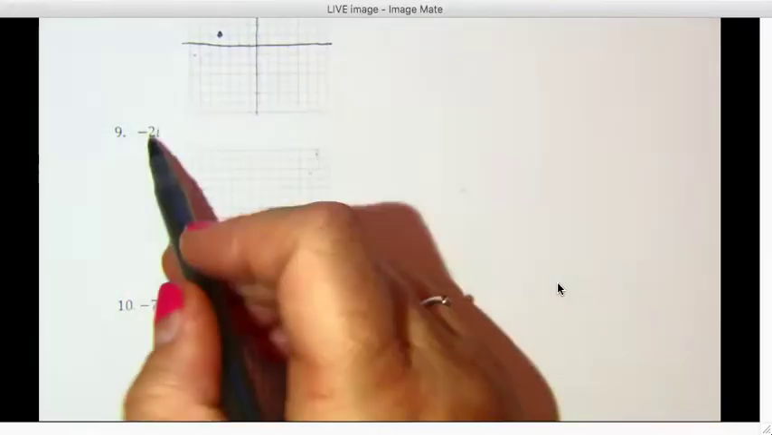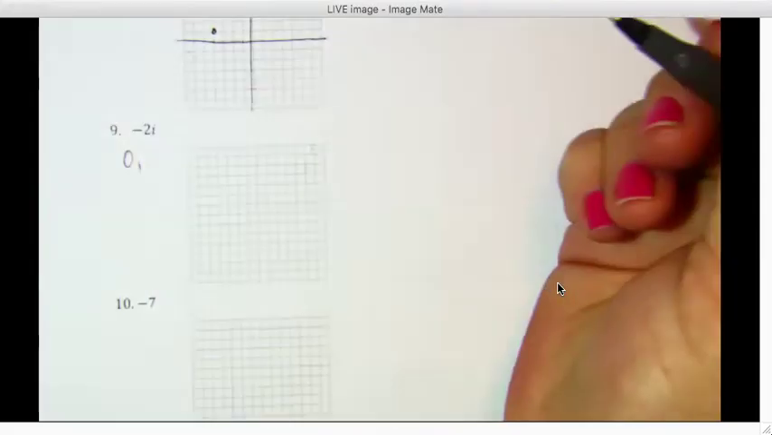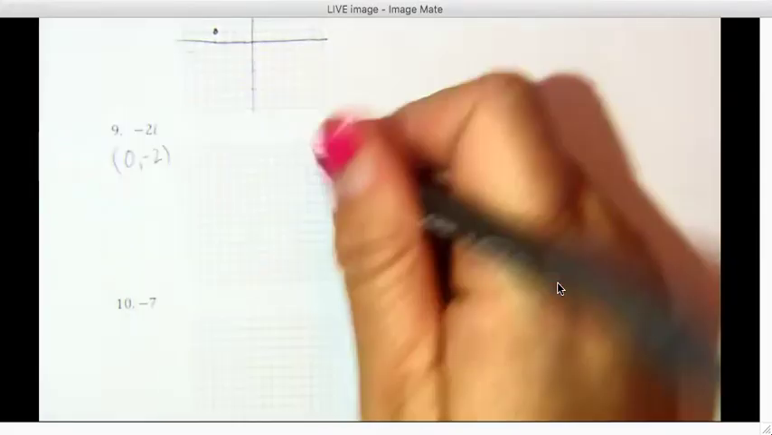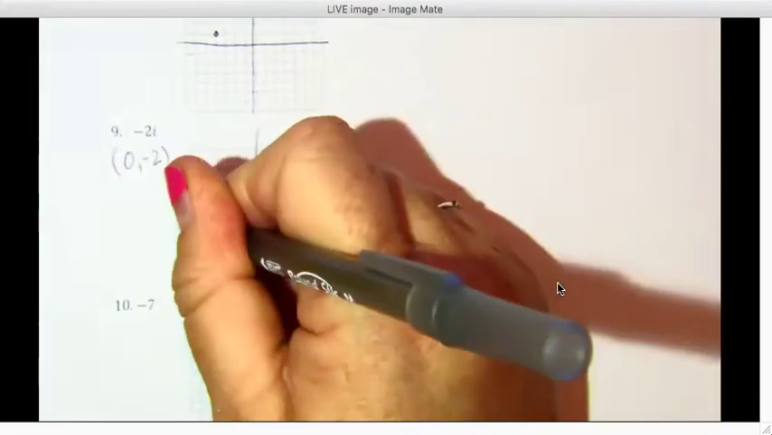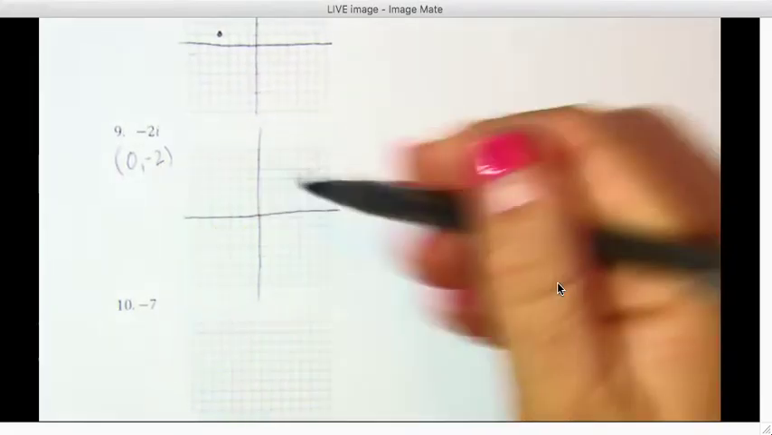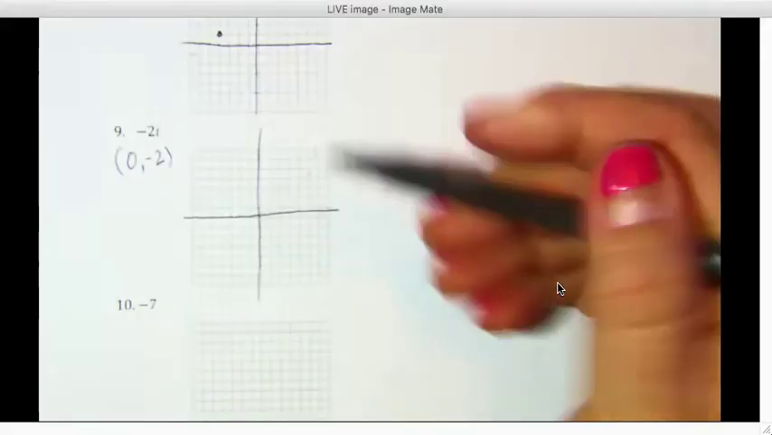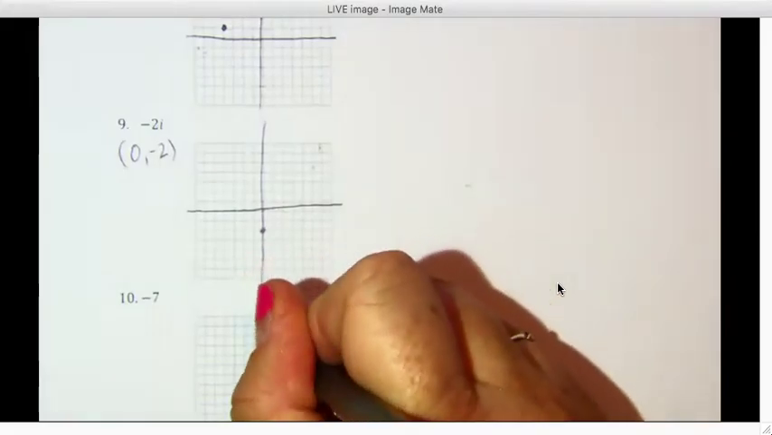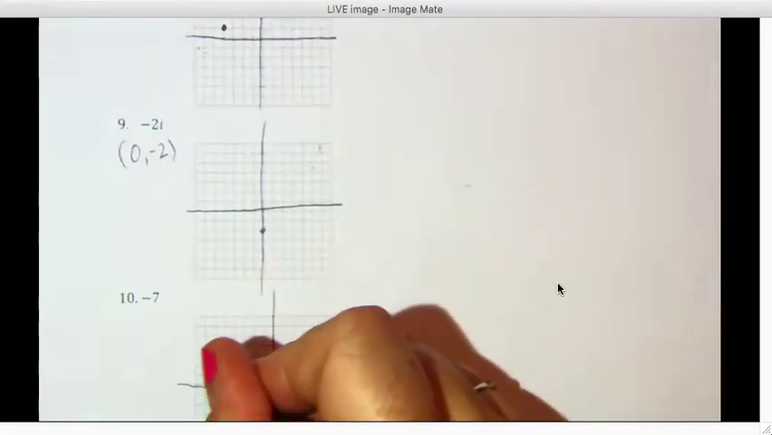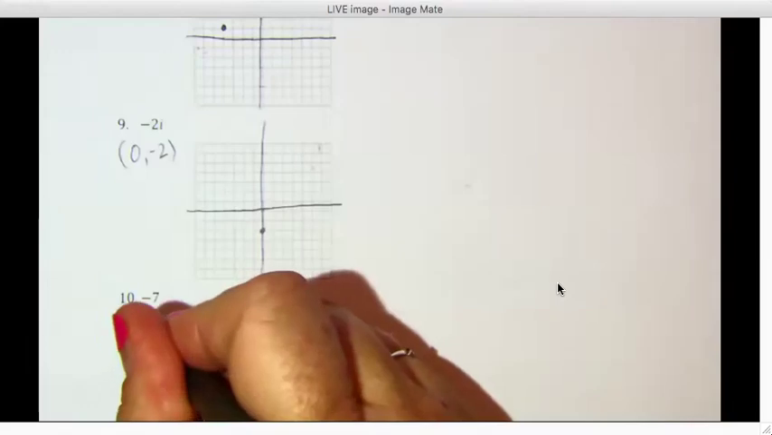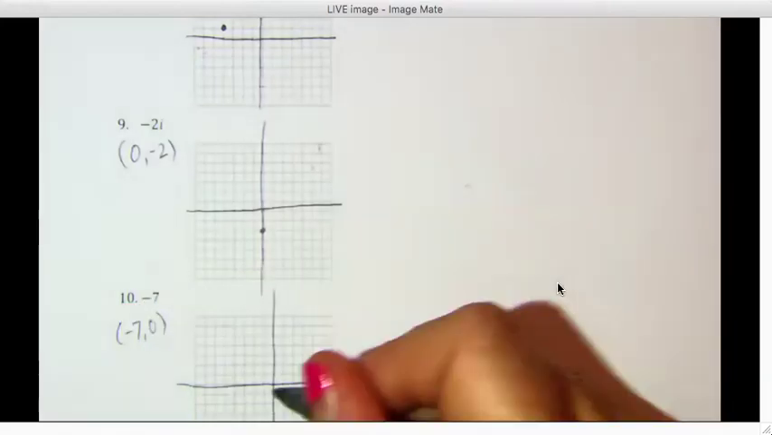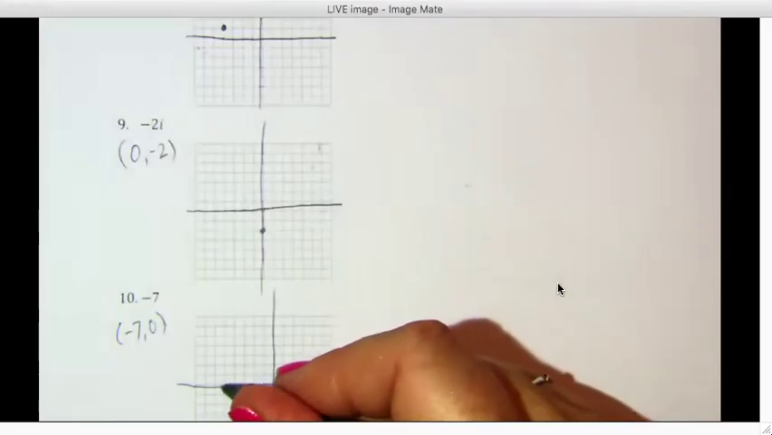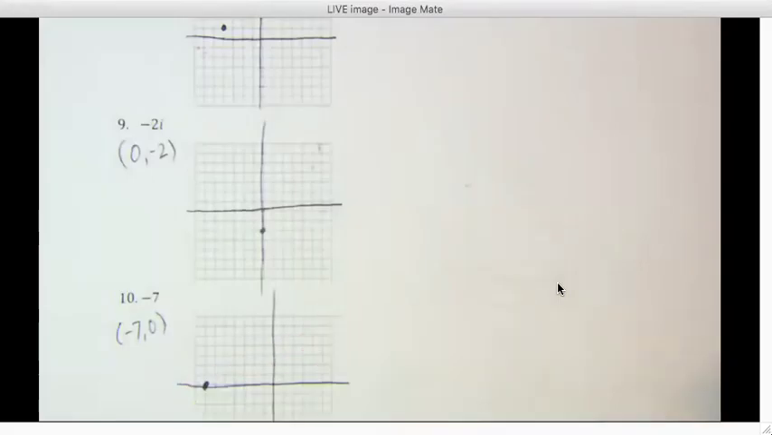If I only have an imaginary part, the real part is 0, and the imaginary part is negative 2. So real part is 0, imaginary part negative 2. And if I have only a real part, the real part is negative 7, and the imaginary part is 0. So 1, 2, 3, 4, 5, 6, 7, and no imaginary part. And that brings us to the end of section 1.